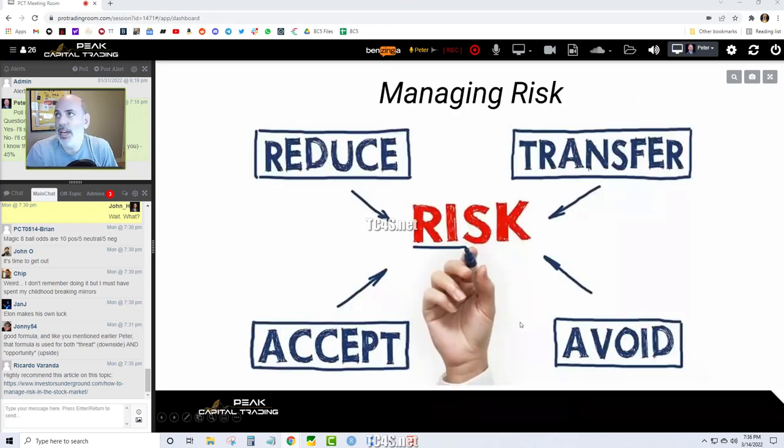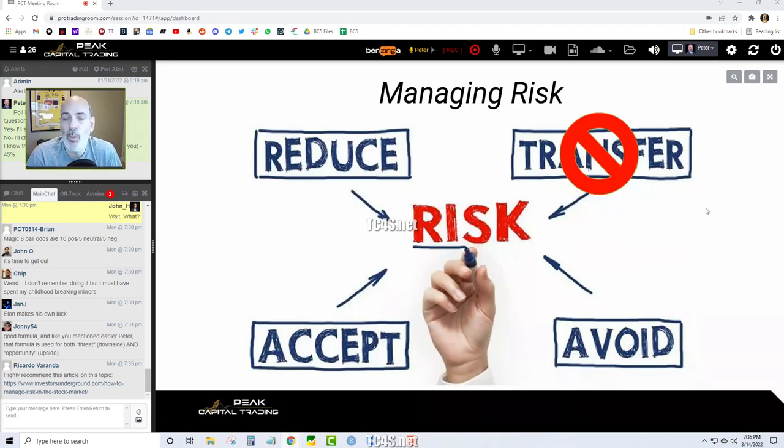But there are things you can do to manage risk. I always break risk into four different categories. You can reduce risk, you can transfer risk, you can avoid risk, or you can just accept risk. All of these are valid risk management strategies. Today, we're only going to talk about 3 of them, because the transference of risk is something that you can't do as an individual trader.